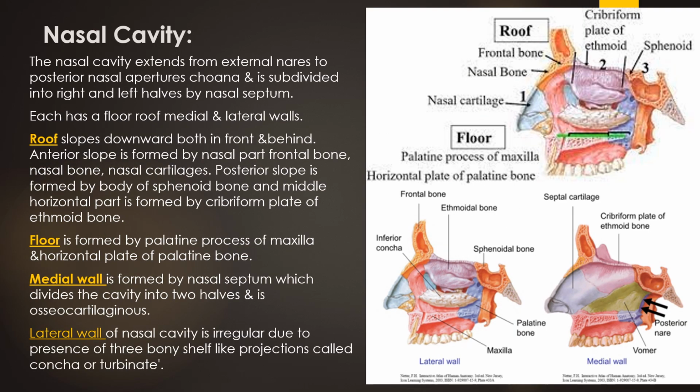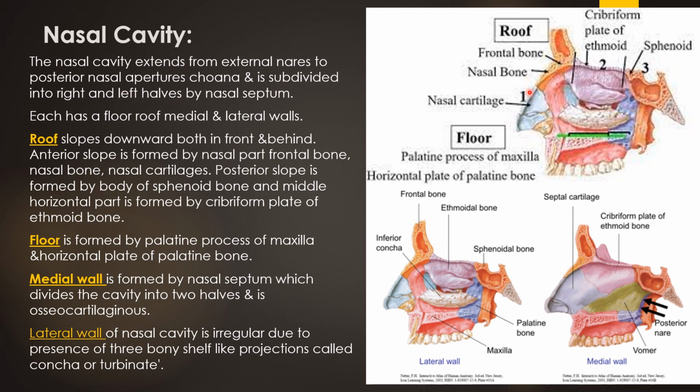Now let's discuss the nasal cavity. As we did, the nose was divided into the external nose, and we did the parts of the external nose. Now we'll discuss the nasal cavity. The nasal cavity extends from the external nares to the posterior nasal apertures, also known as the choanae, and is subdivided into right and left halves by the nasal septum.